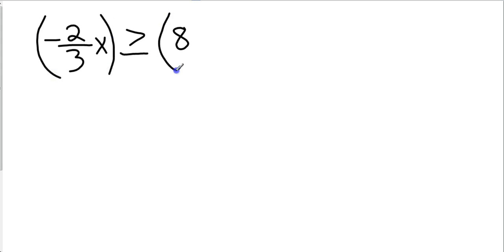Let's go ahead and do something like that. Negative 2/3 x is greater than or equal to 8. What can I multiply the negative 2/3 by to make it 1? And this rewinds to what we did in our earlier equations. It's the multiplicative inverse or the reciprocal. So what I'm going to do is I'm going to multiply each side by its reciprocal, which is going to be 3 over negative 2.